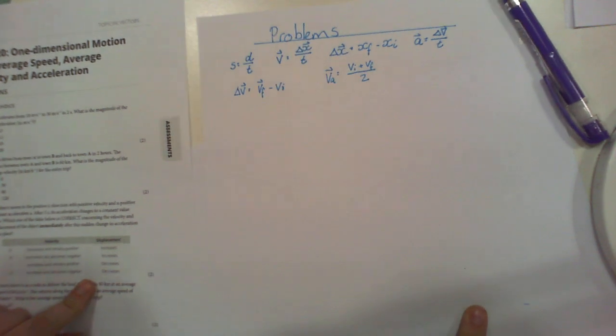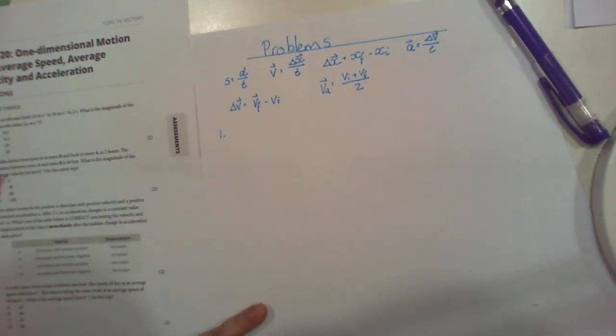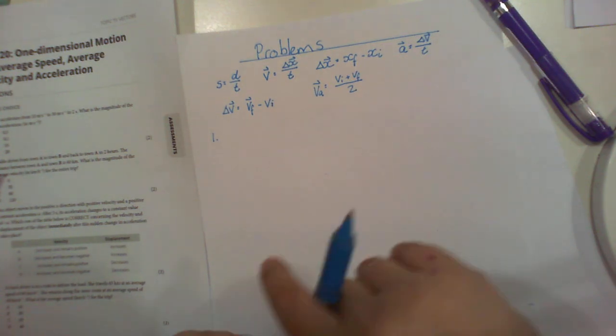Question 1 says, a car accelerates from 10 meters per second to 30 meters per second in 2 seconds. What is the magnitude of the car's acceleration in meters per second squared? This is a multiple choice question, but just because it's multiple choice does not mean you can't use an equation. 2 marks is still 2 marks at the end of the day.